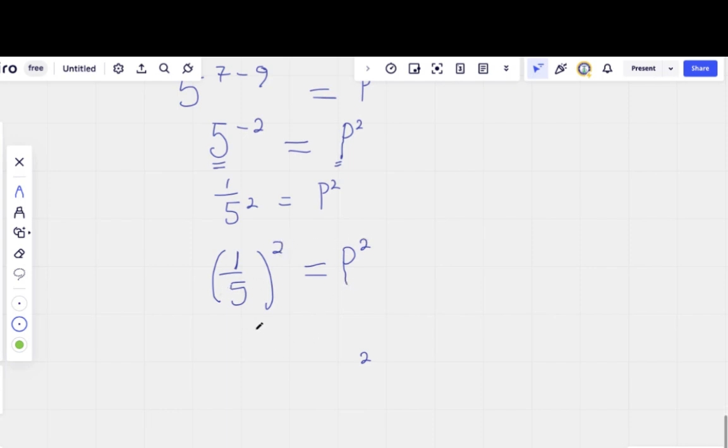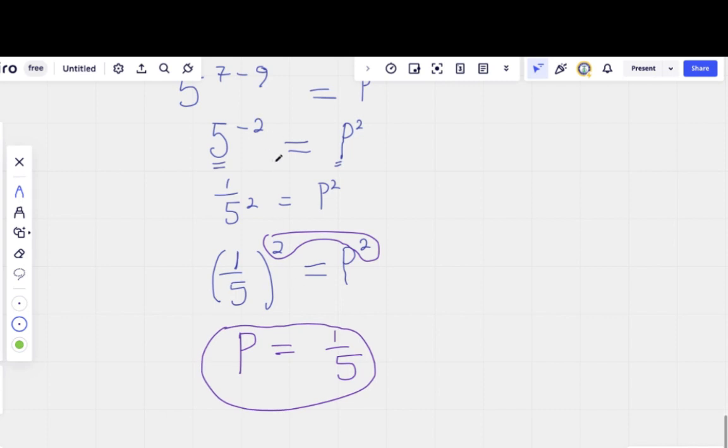You remember that, right? Once the powers are the same, we equate the base. See, these powers, they're the same. We said the moment the powers are the same, then we equate the base. So p is equal to 1 all over 5. p equal to 1 all over 5.